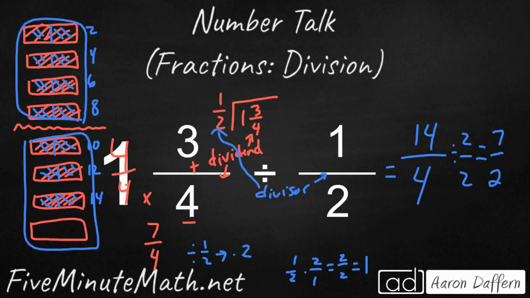So if I want to divide by half, I could just multiply by 2. So what is 7/4, instead of dividing by half, multiplied by 2? You get the same thing. You're going to get 14/4, which reduces down to 7/2.